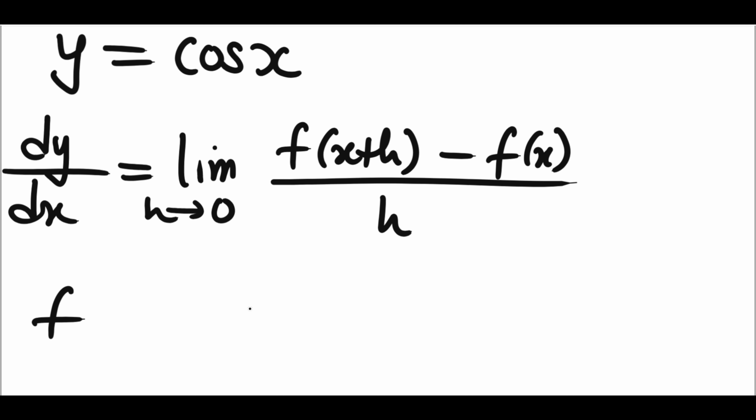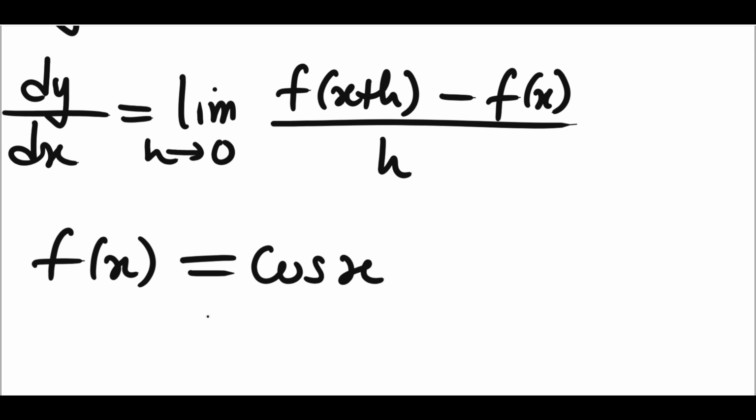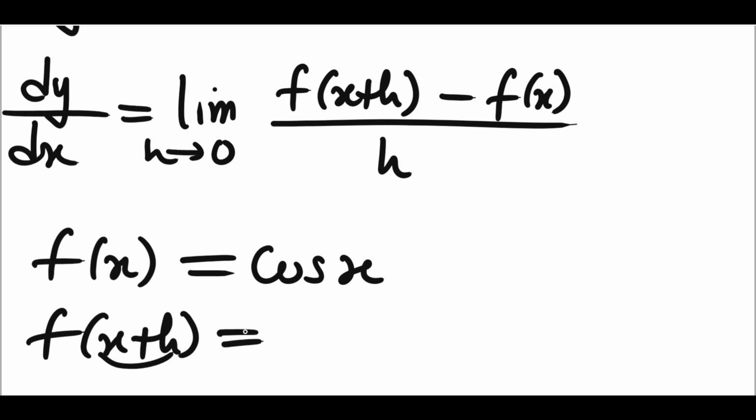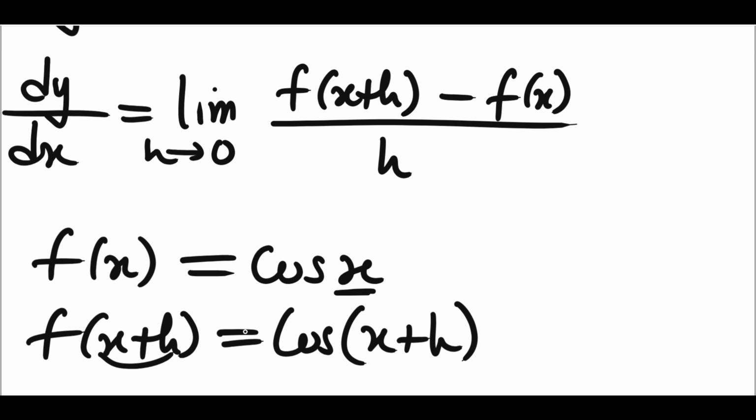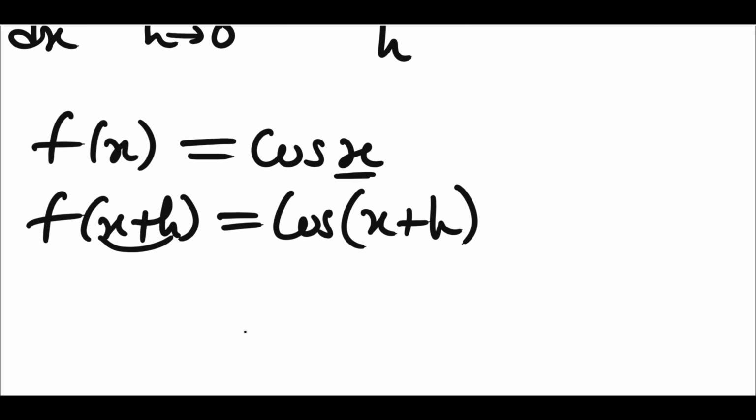So we know our f(x) to be the original function, which is cos x. Now we have to get our f(x + h) because these are the components of the function. f(x + h) simply means that you plug in x + h for x. So whenever you see x, you plug in x + h. It becomes cos(x + h). We can now plug in the various components of the formula.